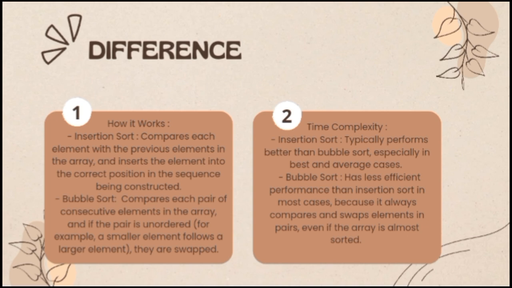Second, time complexity. Insertion sort typically performs better than bubble sort, especially in best and average cases. But bubble sort has less efficient performance than insertion sort in most cases, because it always compares and swaps elements in pairs even if the array is almost sorted.